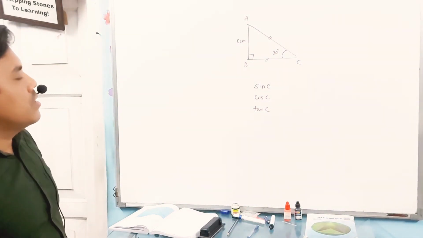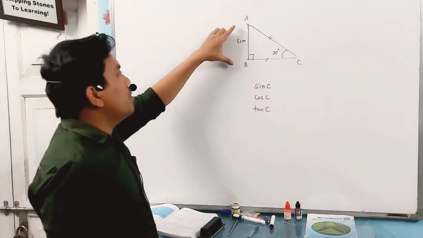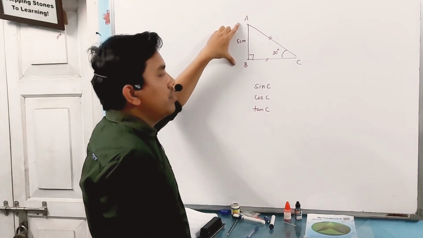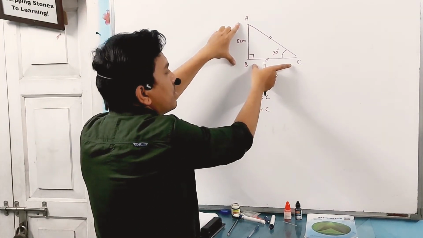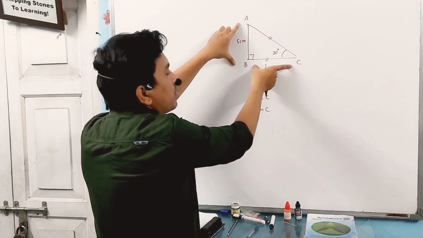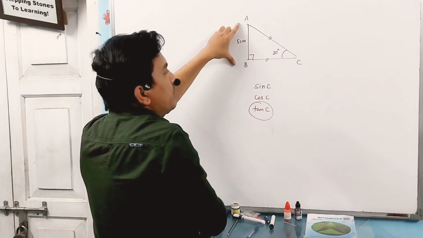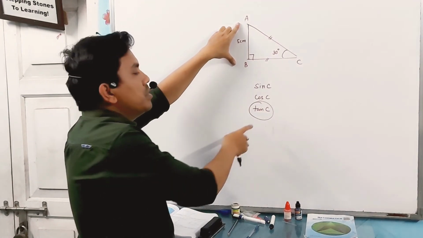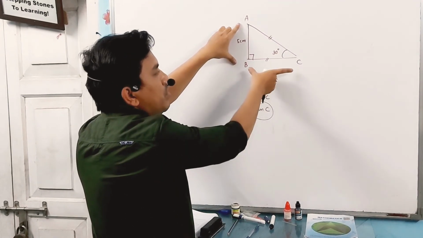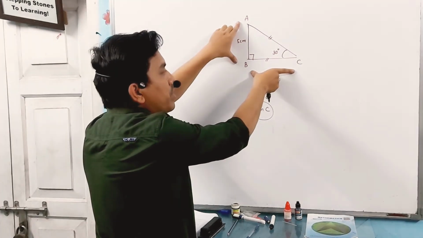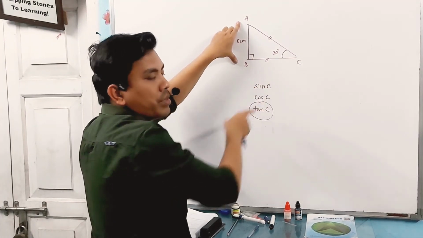Now, what is given? AB is given as 5 centimeter. In order to find out BC, which ratio we have to use? We have to use tan. Why? Because we know that tan is always equal to perpendicular by base. We know the perpendicular, we can find out the base easily.